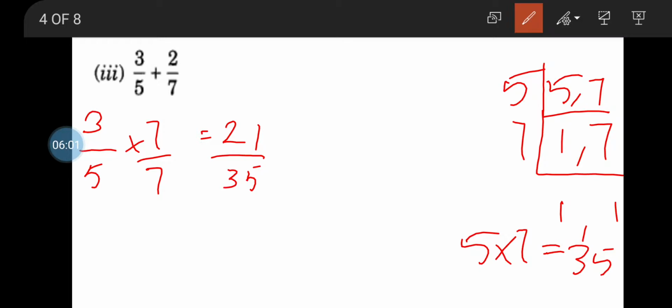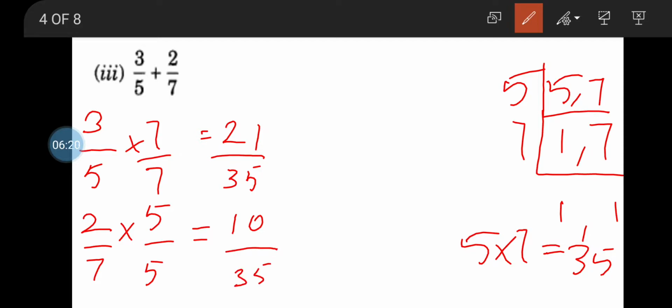Now the second fraction, 2 by 7. So 7 into what, if I do, I will get 35? It is 5. So 5 should be multiplied and divided. So 2 5s are 10 and 7 5s are 35.